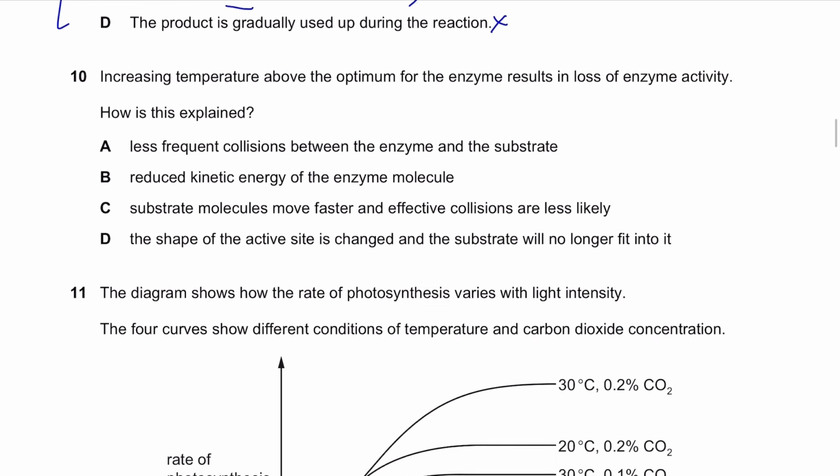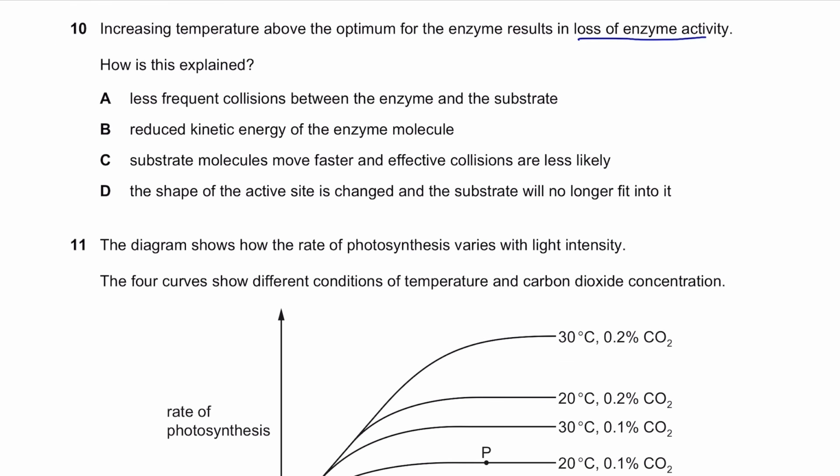Question 10. Increasing temperature above the optimum for the enzyme results in loss of enzyme activity. How is this explained? Less frequent collisions between the enzyme and the substrate? Well, no, actually, if you increase the temperature, there will be more collisions. Then reduced kinetic energy of the enzyme molecule. Nope, there will be higher kinetic energy. Then substrate molecules move faster and effective collisions are less likely. Now, if they move faster, there will be more effective collisions, so this is not the answer.